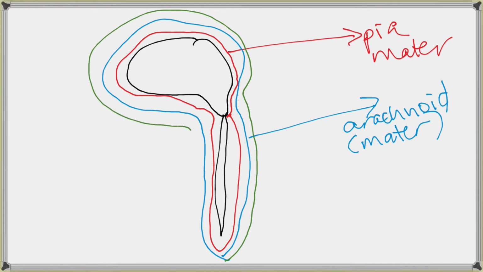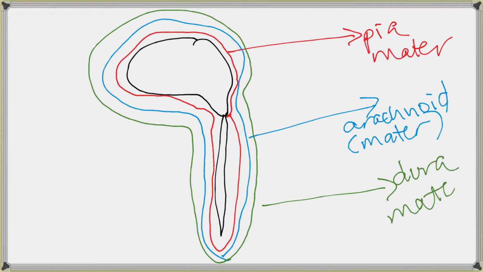And it goes all the way around the brain and the spinal cord as well. This is the dura mater. And dura mater means tough mother. So we have from superficial to deep, the tough mother, the spider mother, and then the gentle mother. But there are also spaces in between each of these layers.